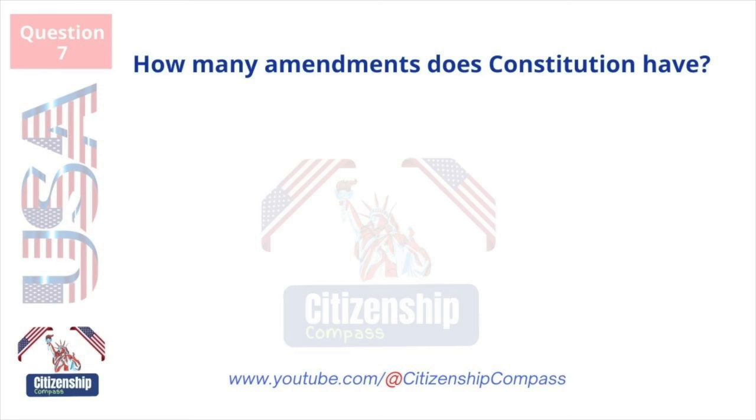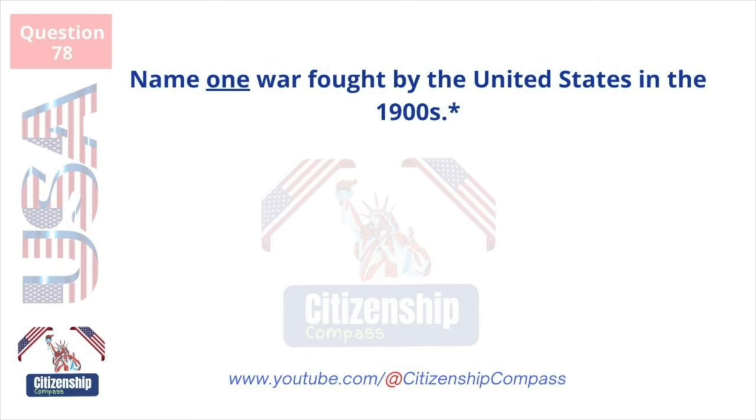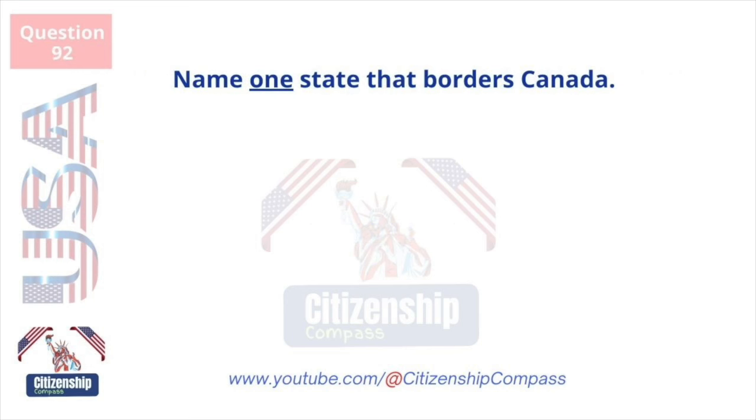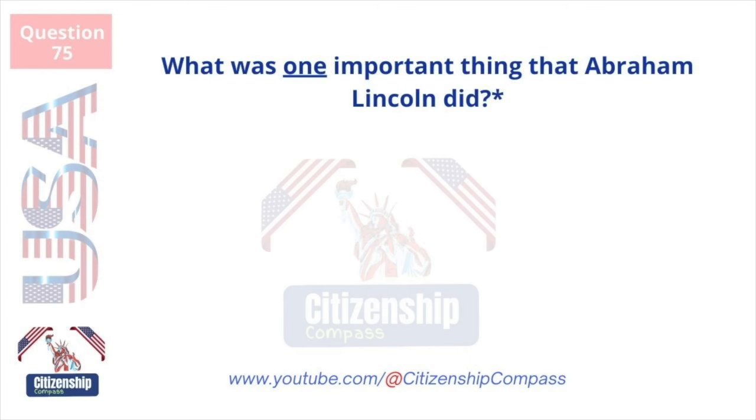How many amendments does the Constitution have? 27. Name one war fought by the United States in the 1900s. World War I. Name one state that borders Canada. New York. What was one important thing that Abraham Lincoln did? Freed the slaves.